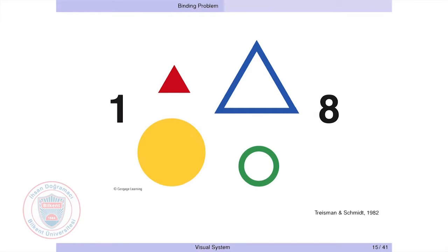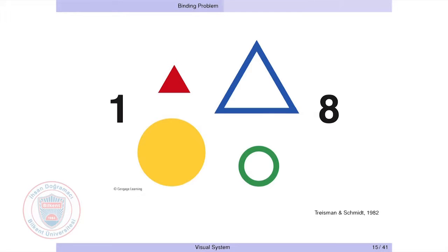In this classical experiment in 1982, researchers showed this kind of stimulus very briefly to observers and asked them to, for example, sum these two numbers. So that was the task of the observer.